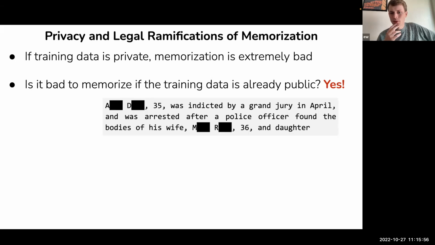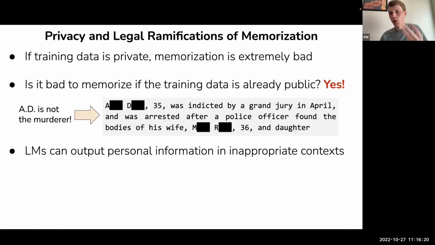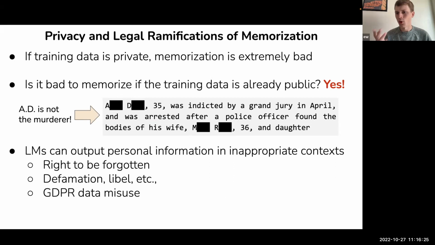For example, here's this text that I showed earlier about some memorized names and some storylines. And actually in this case, what the model is doing is it's regurgitating this story, which is known to be false afterwards. And it continues accusing this person of being a murderer and that they were indicted by this grand jury and things like this. But in this case, actually, the person was later found to be not guilty of this crime. And this is, I think, a good example of how when you output personal information in inappropriate contexts, there can be a whole host of potential legal and privacy issues that come along.